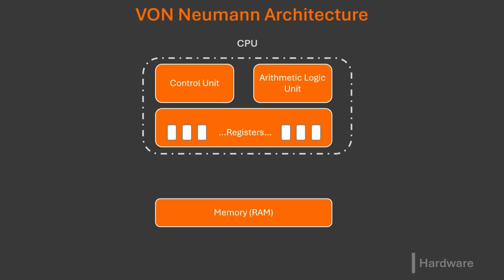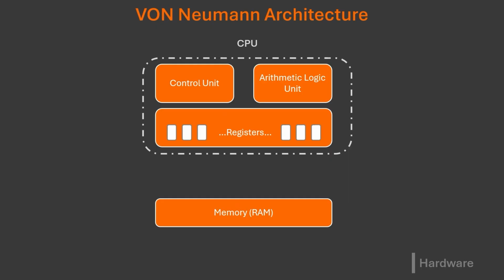Memory or RAM acts as temporary storage, providing quick access to data and instructions. Think of RAM as a filing cabinet where the CPU stores active tasks. Each piece of data or instruction in RAM has a unique address, enabling the CPU to retrieve it efficiently.